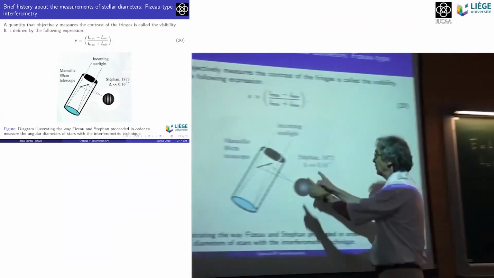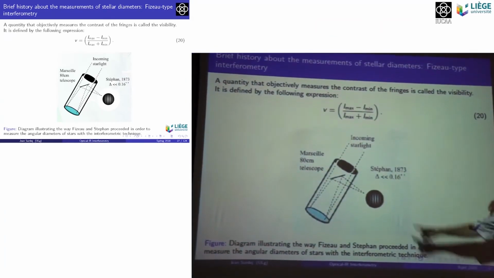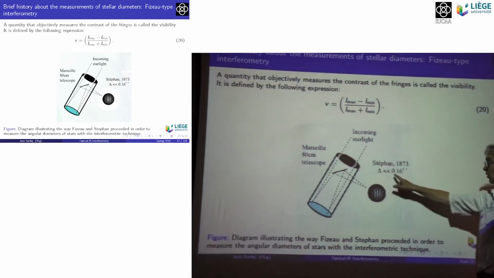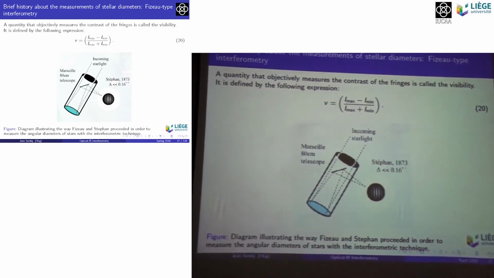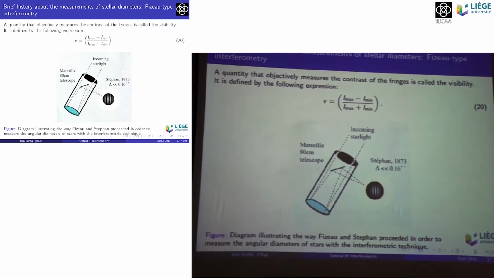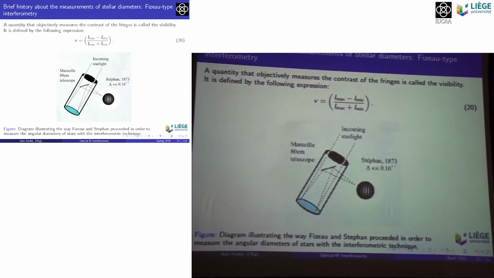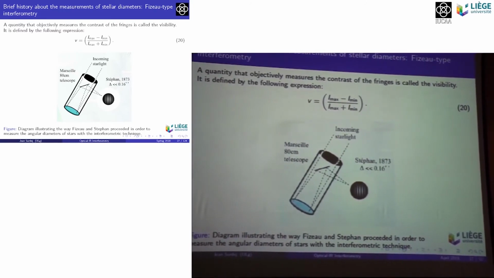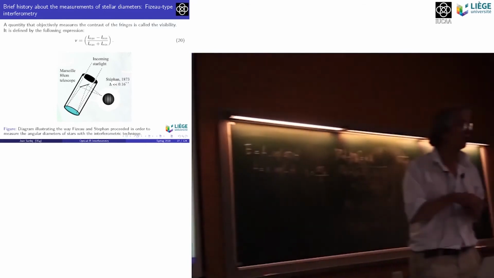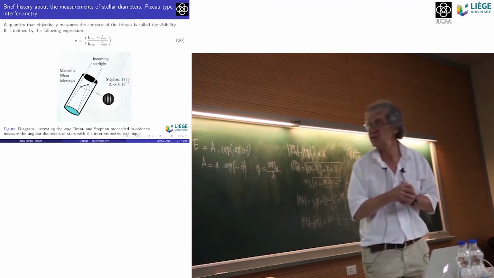Now the separation between the 2 slits is about 65 centimeters, which corresponds to a resolving power of 0.16 second of arc. So they know that all the stars have an angular diameter smaller than 160 milli-arc second. Remember that Newton already estimated to 3 milli-arc second the size of the stars. So no surprise.